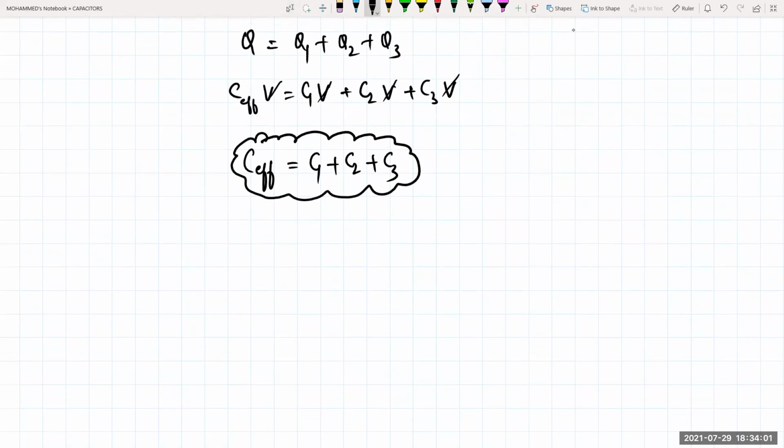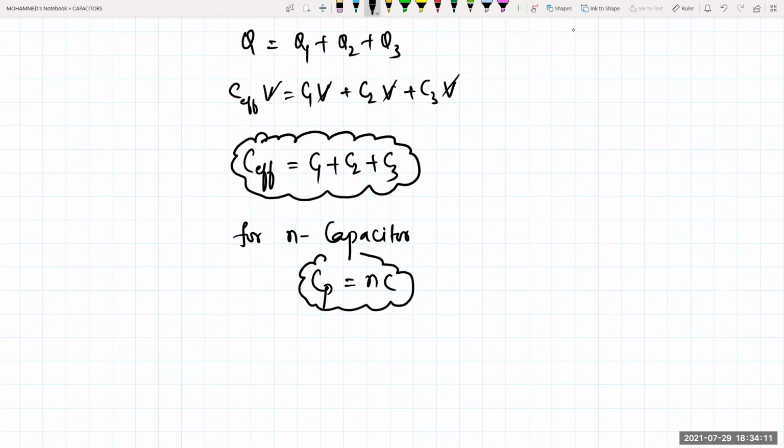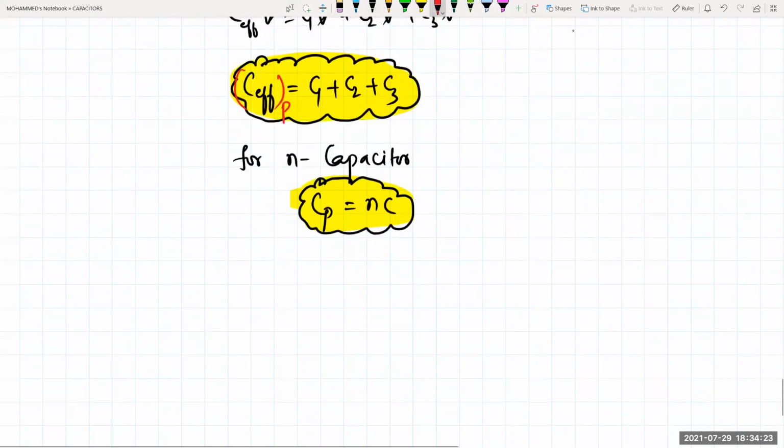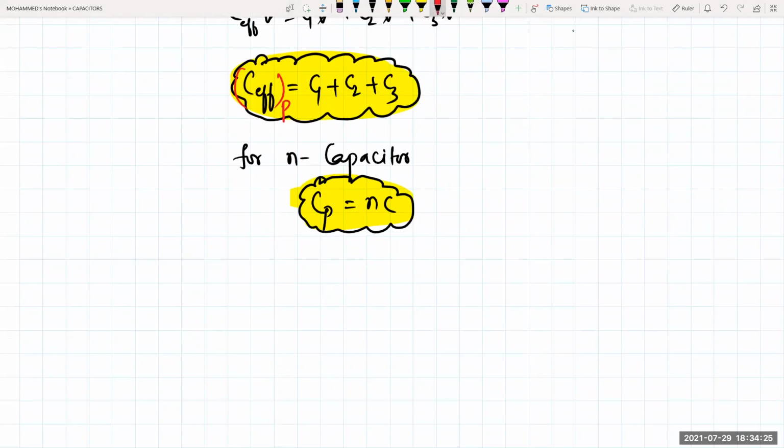So for n capacitors, C in parallel will become n times C. So this is your series, this is your parallel combination, C effective in parallel. Clear? Yes, sir. Let us try to do some problems on this one.